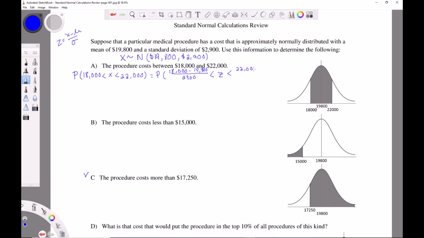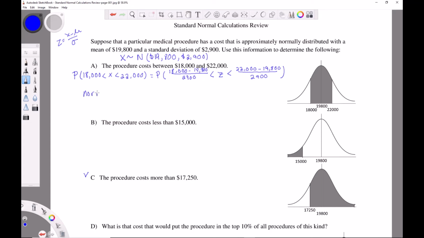22,000 minus 19,800 divided by 2,900. Now you can go ahead and convert those to the equivalent z-scores, but this is really all that the AP people want to see. So since I've defined this, I drew the curve, and I've shown how to standardize, then I can just go straight to normalcdf.